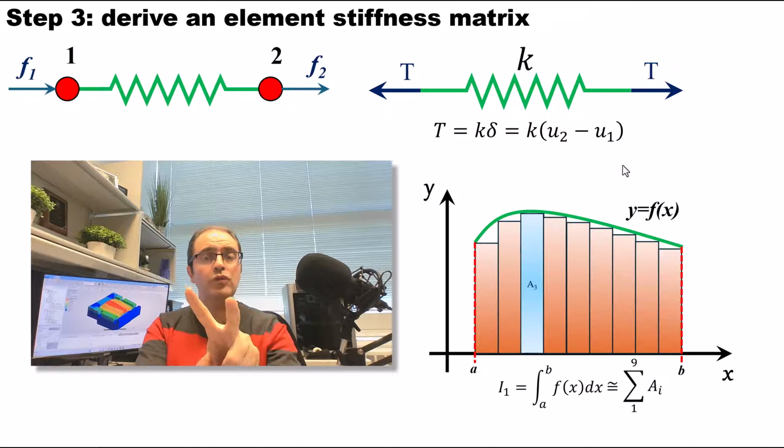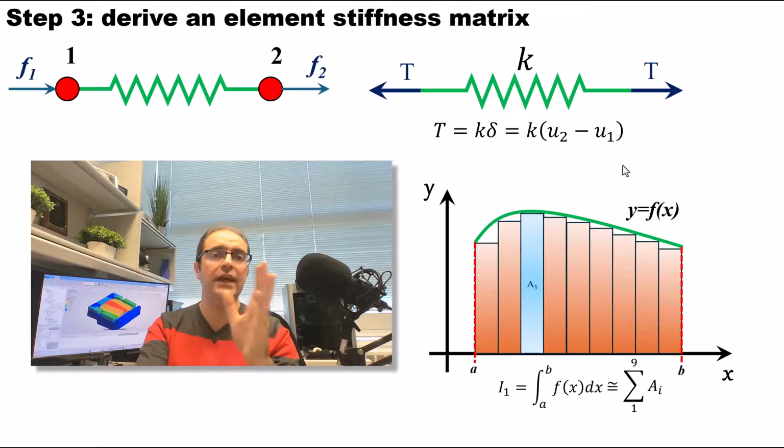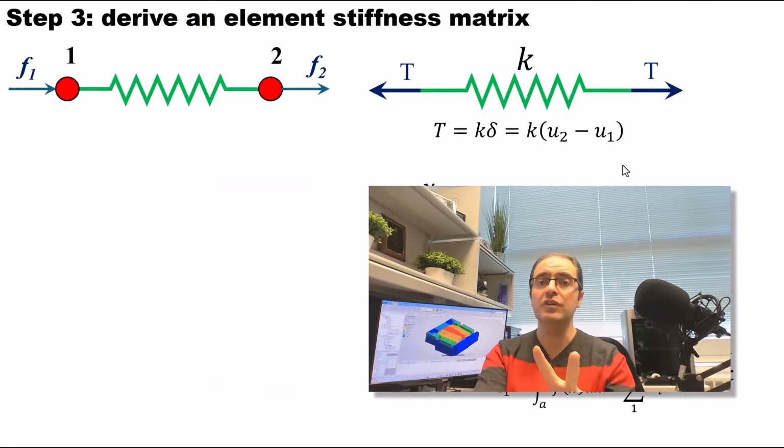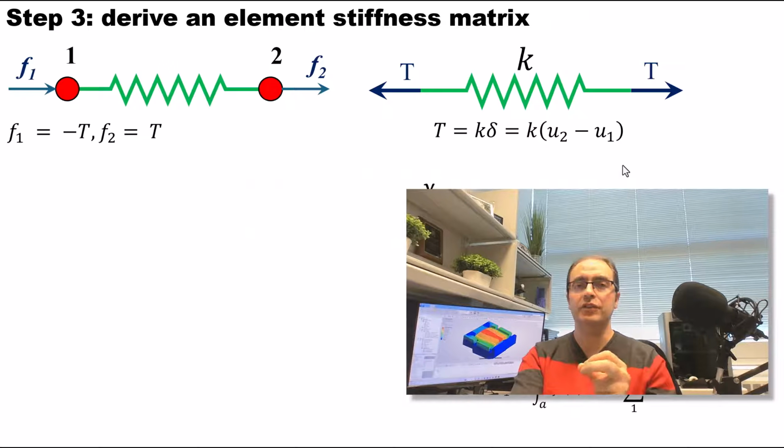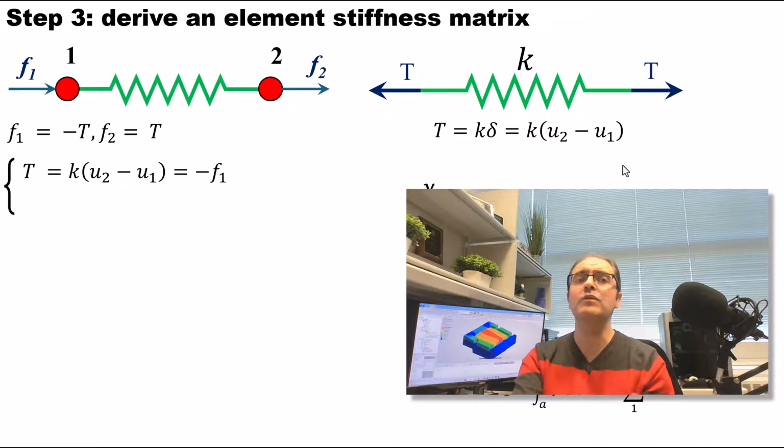We will show that the stiffness of this element is not a scalar, and it is in fact a matrix. Let's get to it. To derive the stiffness matrix for this element, we need the left and the right side. We need the physical model and the finite element model. We're going to be using both of them. F1 is equal to negative T. Just by comparing the left and the right, you can see that F1 is equal to negative T because they are in opposite directions, and F2 is equal to T. T is equal to k (u2 minus u1). And what is u2 minus u1? u2 minus u1 is the delta. If u2 is bigger than u1, it means that the spring is under tension. If u2 is smaller than u1, then T is going to be a compressive force.